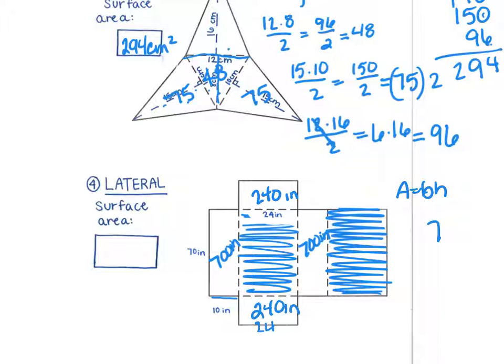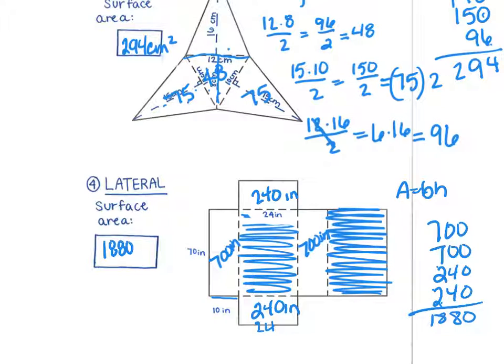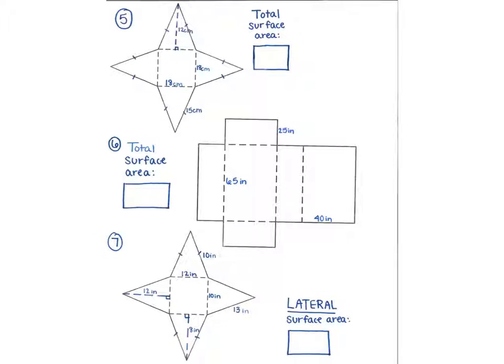Okay, so I'm going to add all those. I'm going to say 700 plus 700 plus 240 plus 240. We're going to get 1880 inches squared. Okay, so make sure you have all of that written down. We're going to have a couple more figures.